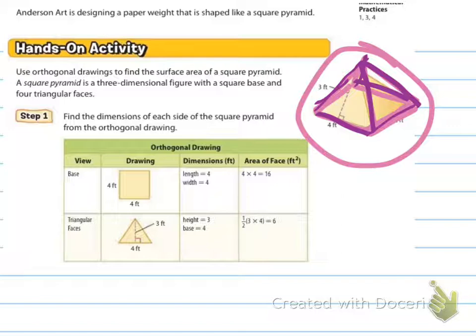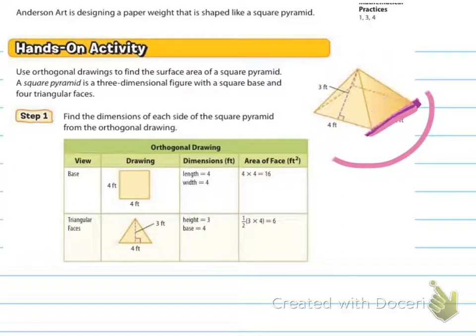All right, so step number 1 says to find the dimensions of each side of the square pyramid from the orthogonal drawing. I'm never going to say that right. So we've got our base, which is the square, and if you look at the picture here, it's 4 by 4. The length and the width are 4 and 4, and the area is 4 times 4, since it's base times height. That's going to be 16 feet squared.